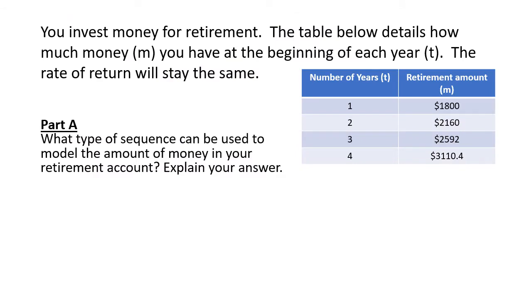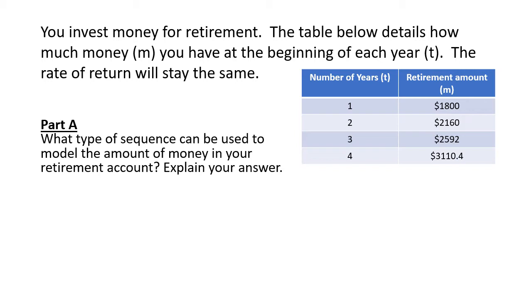So the question is, you invest money for retirement. The table below details how much money M you have at the beginning of each year, T. The rate of return will stay the same. So here I have my number of years and then my amount in the account after each of those years. You can think about the years as terms.